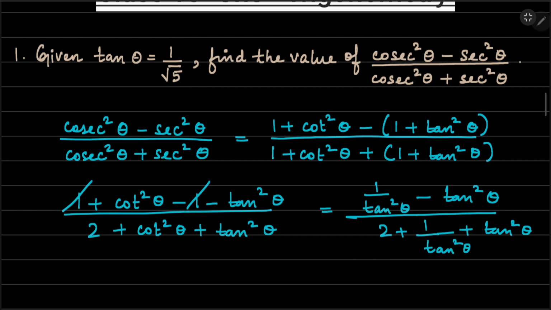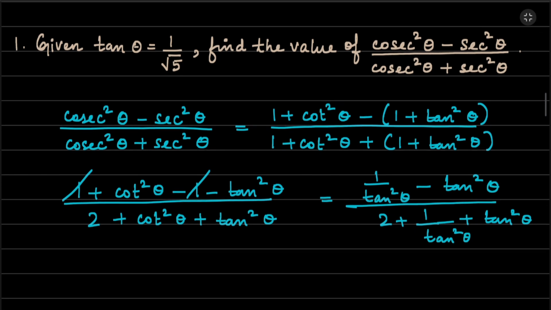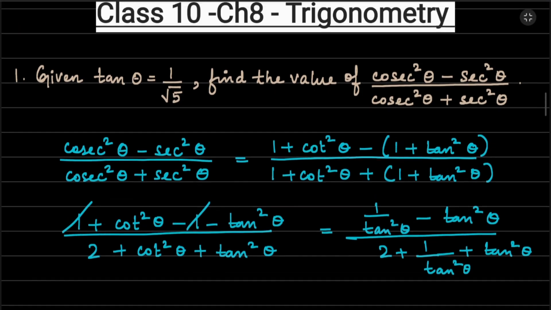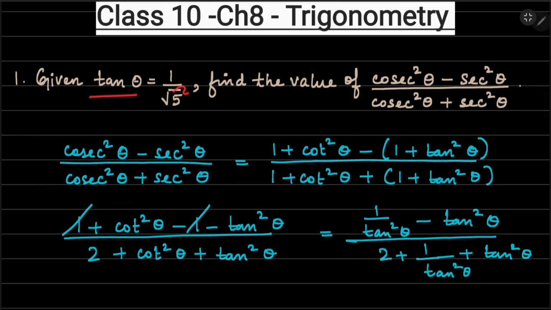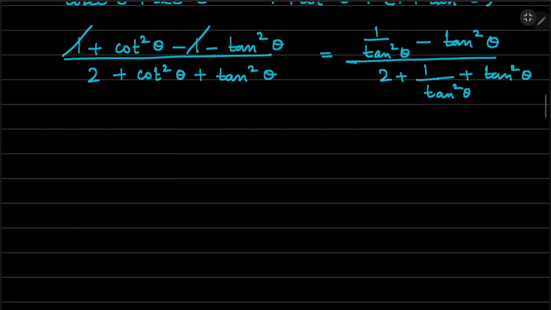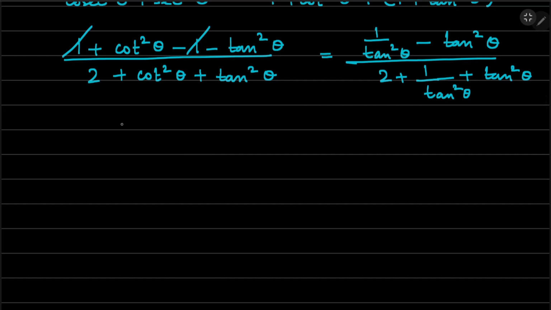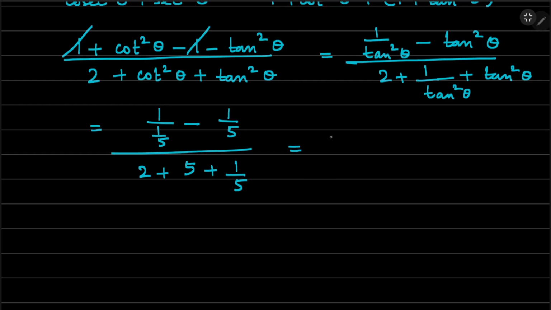So tan theta is 1 by root 5. So what is tan square theta? It will be 1 by 5, right? If tan theta is 1 by root 5, you just have to take the square of it, which is 1 by 5. So I'm going to replace tan square theta with 1 by 5. So 1 over 1 by 5, minus 1 by 5 whole divided by 2 plus 1 over 1 by 5, which is 5, plus tan square theta is again 1 by 5. So 1 over 1 by 5 is nothing but just 5.